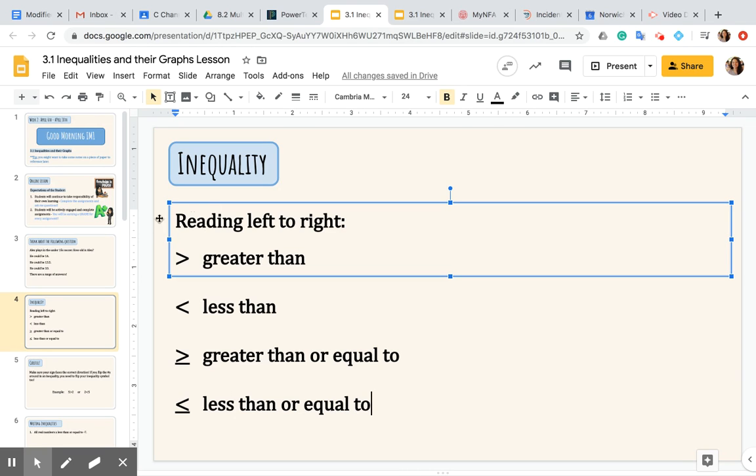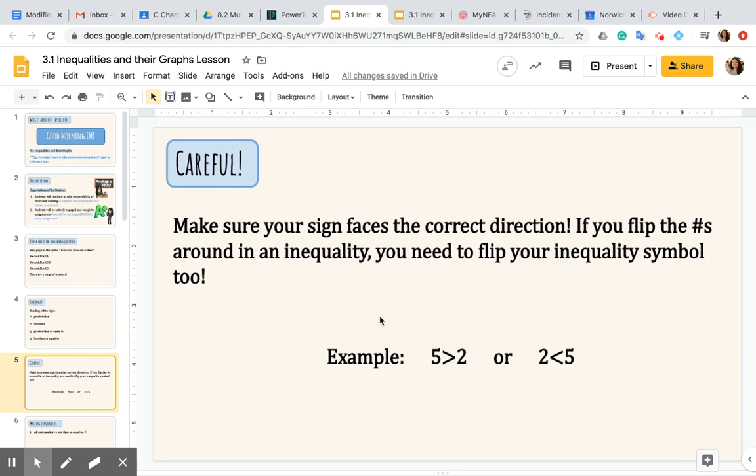Now, it's important to note that at the very top here, I said that we were gonna read these symbols left to right. And the reason why that's important is because you can read them right to left. And if you read them right to left, it changes what they mean. So let me show you what I mean here. If you were to look at an inequality, this inequality right here, for example, this reads 5 is greater than 2. You can kind of think of it as like a little Pac-Man mouth or an alligator mouth. It always wants to eat the bigger number.